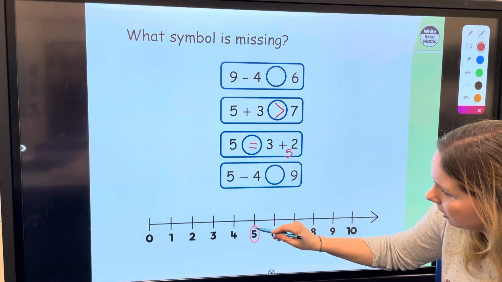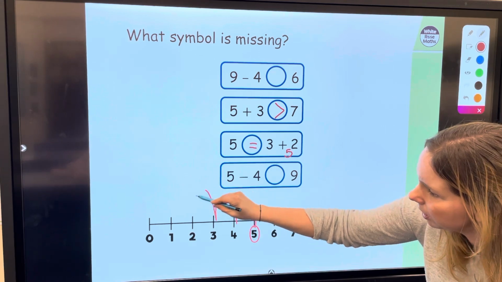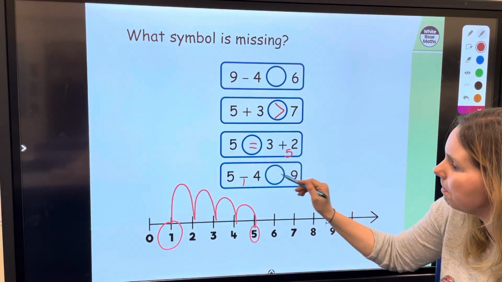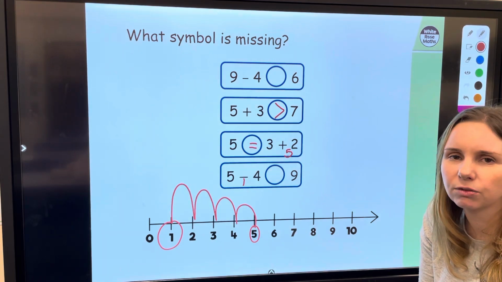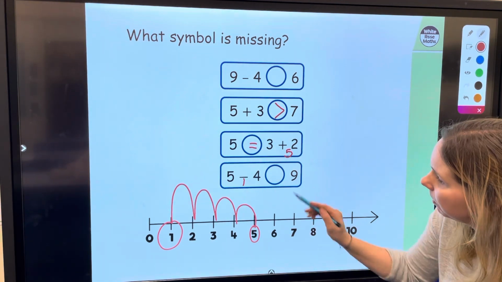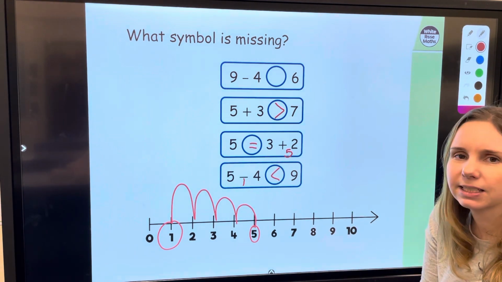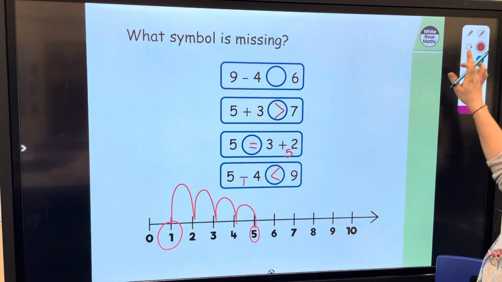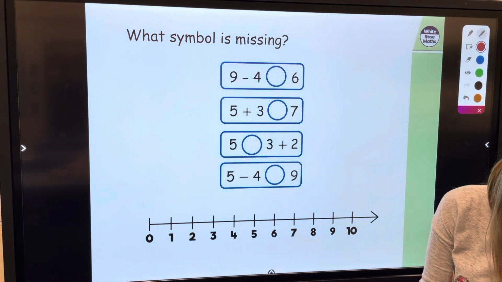5 subtract 4. There's my 5. 1, 2, 3, 4 is 1. 1, 9. Is it less than, greater than, equal to? Well done if you've said less than 9. 1 is less than 9. I'd want that pile of 9 buns. Okay. We'll see those symbols again.